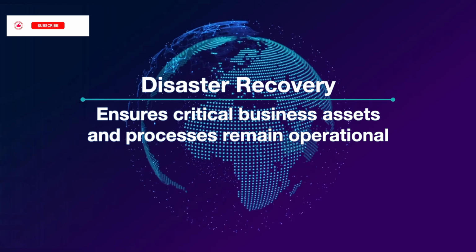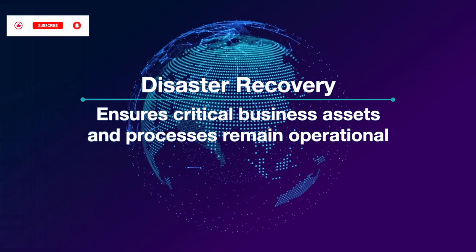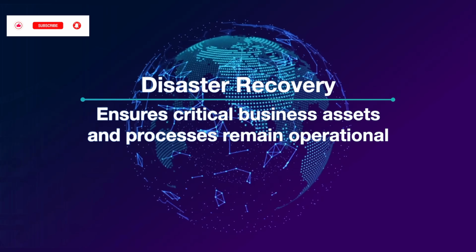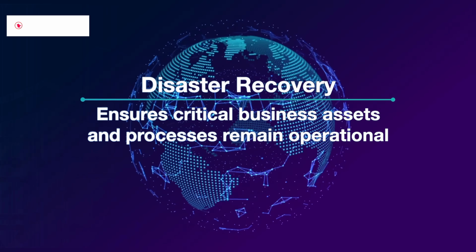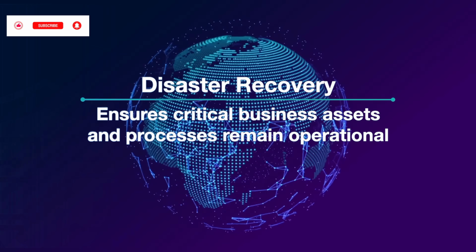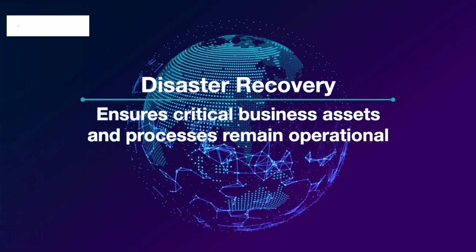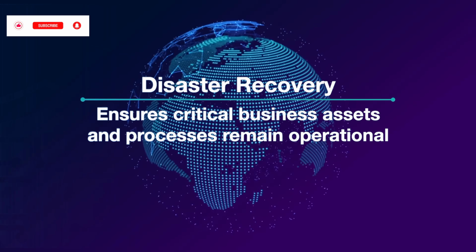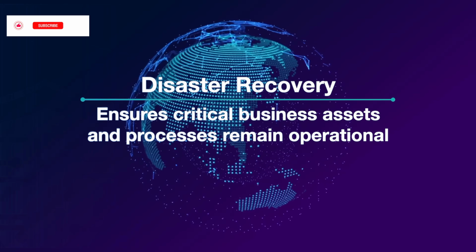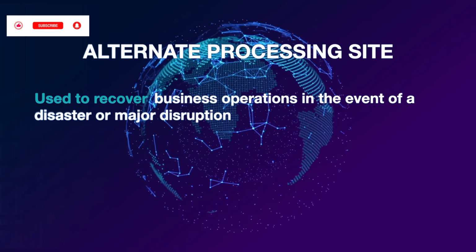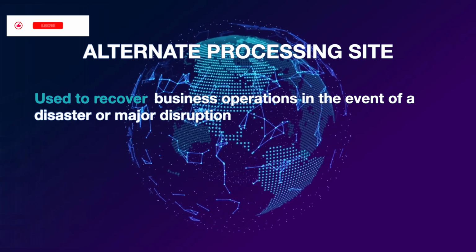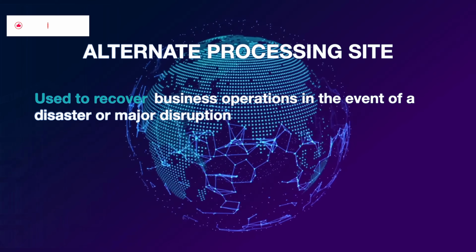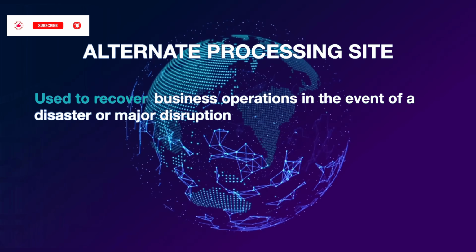Okay, if the business operation is impacted at the primary site or the primary location, it might be necessary to move to another city called a recovery site. This is also called an alternative processing site. We would recover business operation in the event of a disaster or a major disruption. The idea here is that this is just used to recover. This is not used to move business permanently or even for a long period of time. This is only designed to move for a short period of time.